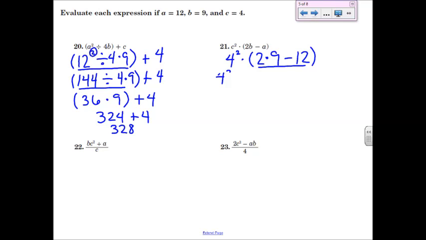So I have 4 squared. 2 times 9 is 18. And then the rest of the inside of the parentheses is subtraction. So 18 minus 12 is 6. And then the next, after I finish with the parentheses, is exponents. So 4 squared is 16. And 16 times 6 is 96.